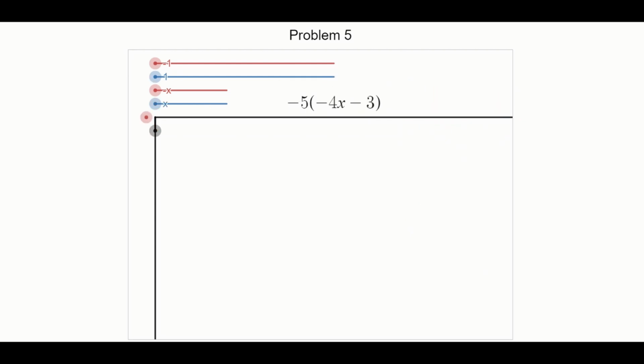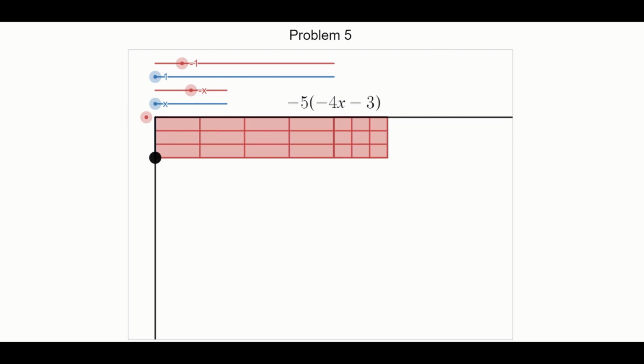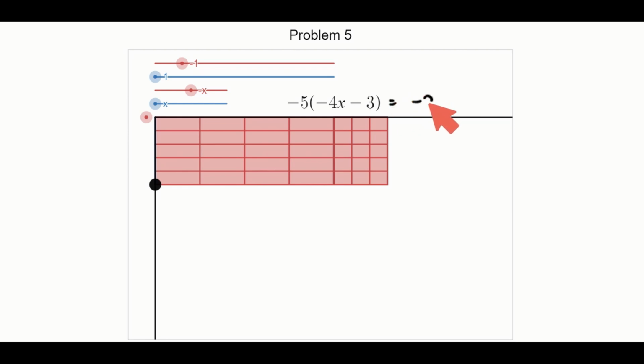Problem 5. In our group, we're going to have negative 4x and negative 3. And then we're going to make the opposite of 5 of those groups. So let's start off with our objects. Here we're trying to make negative 4x, which is going to be 4 red rectangles. And then minus 3 is going to be 3 red squares. Let's make 5 of these groups. Times 2, times 3, times 4, times 5. So right now we have minus 20x, and then we have negative 15.